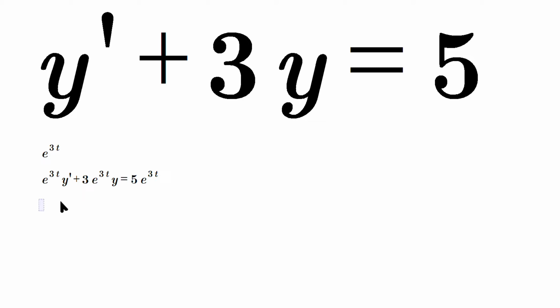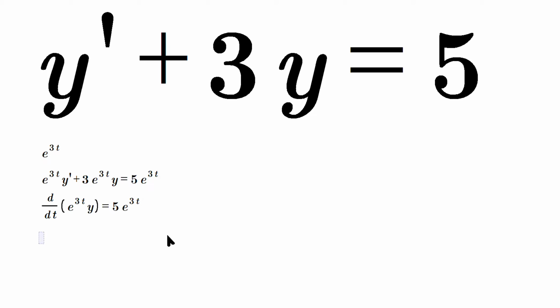On the left side, if you look at that expression, the whole purpose of the integrating factor is to give you an expression that you would get from differentiation. So you can say it's the derivative, in other words, of e to the 3t times y. If you differentiate e to the 3t times y, it gives you this expression by the product rule. On the right side, we still have 5e raised to the 3t.